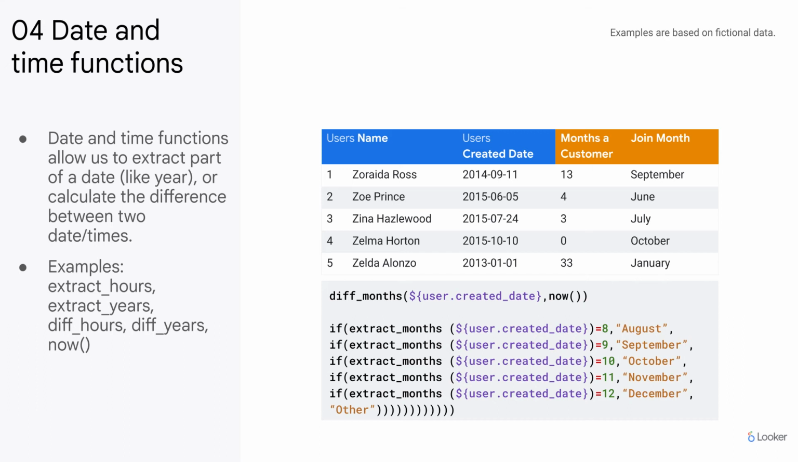The join month table calculation extracts the month from the created date using extract months, and then applies logic to label the month name using an if condition. For example, if the number extracted for month is 8, then the output is August. If it's 9, then the output is September, and so on. These examples demonstrate how easy it is to combine different types of functions in one table calculation.